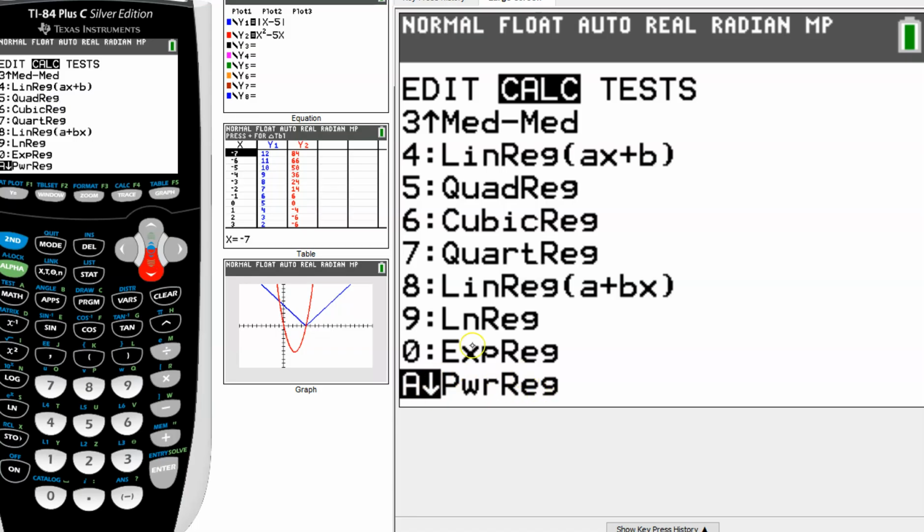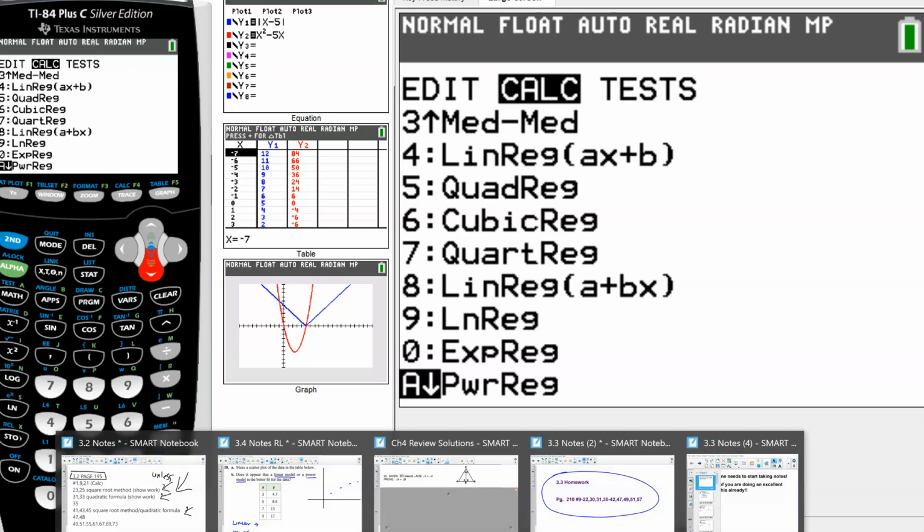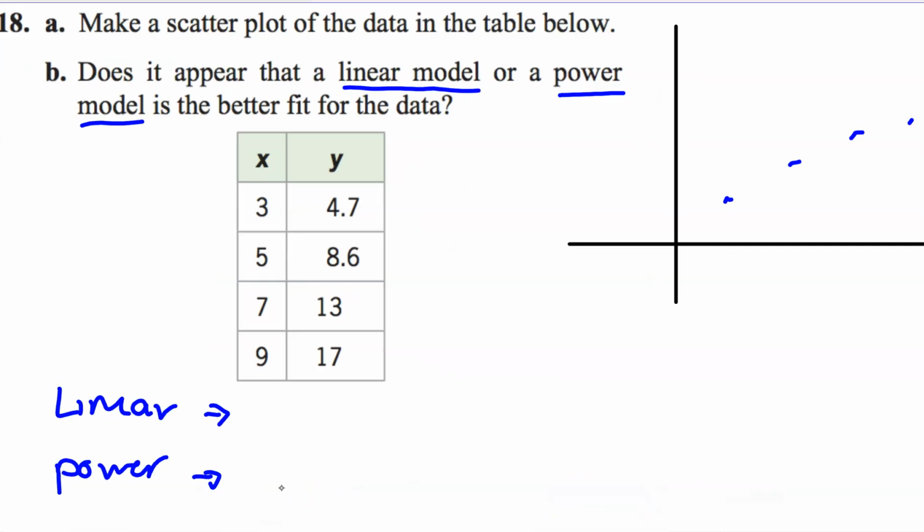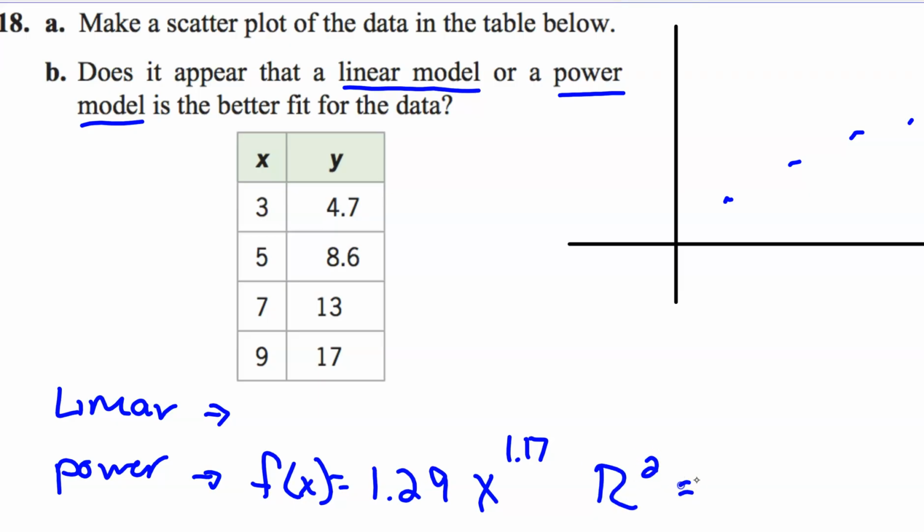So you're going to do stat calc, and you're going to come all the way down here to the power regression to get to your power model here. And we're just going to give it to you so you make sure you do this correctly. But I definitely need you to be doing this on your calculator. X to the 1.17. And then you're going to find the r squared on both of these.